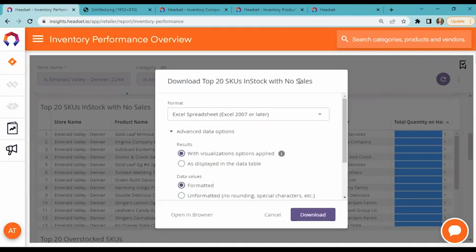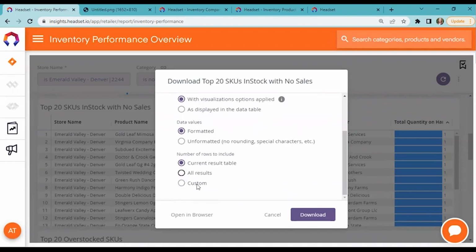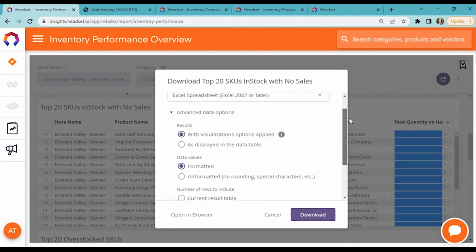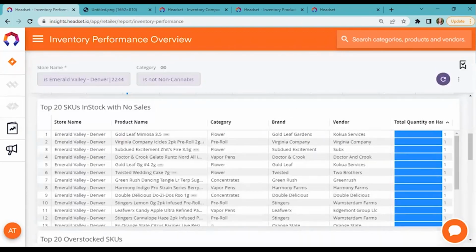A tool tip with this is, once you click on download, one thing that I do recommend is to click custom and then enter a lot of rows here to make sure that you're downloading all of the rows instead of just those top 20. So that's one thing to call out there. So that is top 20 SKUs in stock with no sales.